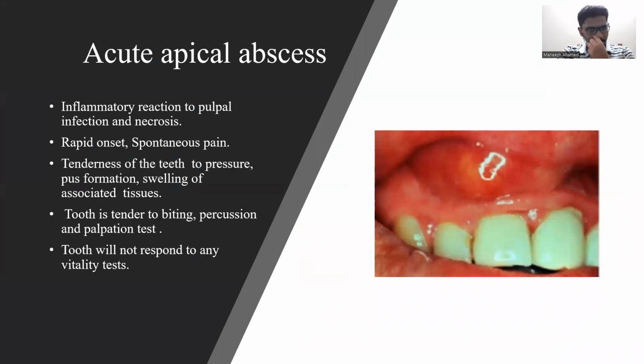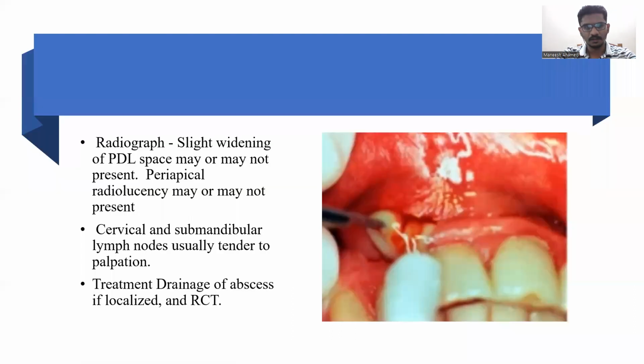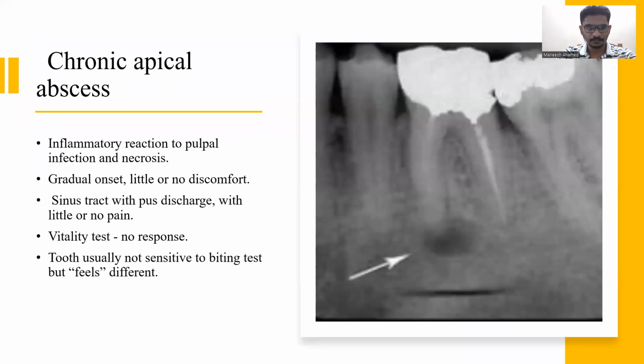And then we have acute apical abscess, an inflammatory reaction to pulpal infection and necrosis, with rapid onset, spontaneous pain, tenderness of the tooth to pressure, pus formation, and swelling of associated tissues. The tooth is tender to biting, percussion, and palpation tests. The tooth will not respond to any vitality test. On radiograph, there may or may not be slight widening of the periodontal space. Periapical radiolucency may or may not be present. Cervical and submandibular lymph nodes will be enlarged and may be tender on palpation. Treatment includes drainage of the abscess if localized, followed by RCT of the offending tooth.